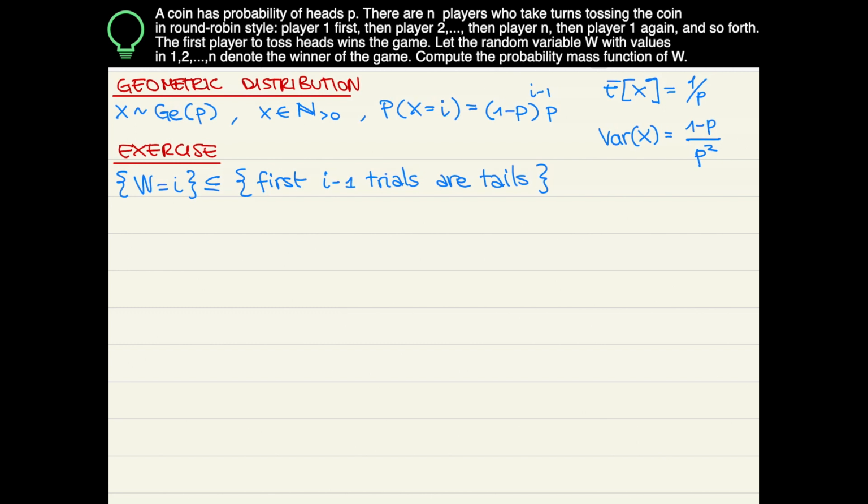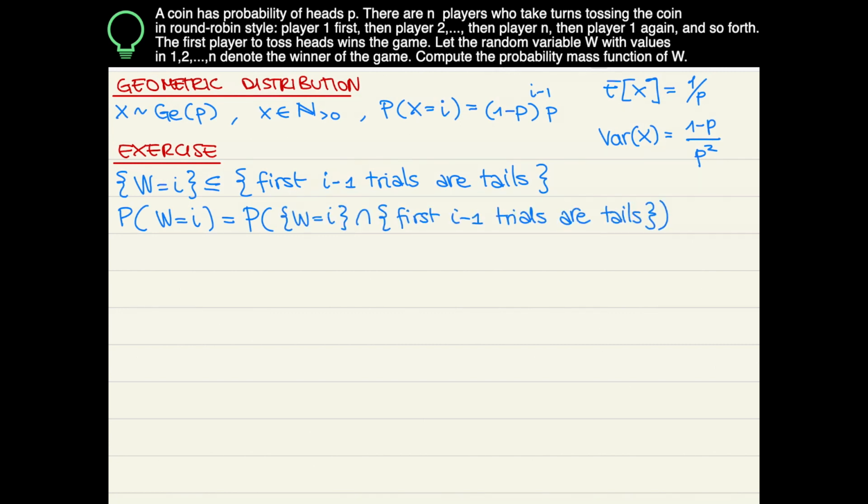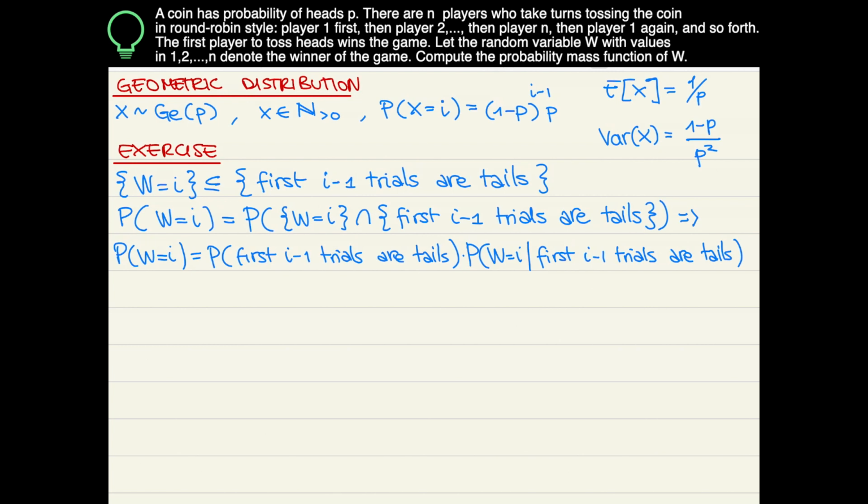someone before I. The probability that w is equal to I can therefore be written as the intersection of the two events, and we can decompose it using conditional probability. For ease of notation, let's define Pi as the probability for W to be I. Pi is equal to the probability for the first I minus 1 trials to be tails, that is (1 minus p) to the power of I minus 1, times the probability of W to be I, given that the first I minus 1 trials have been tails.